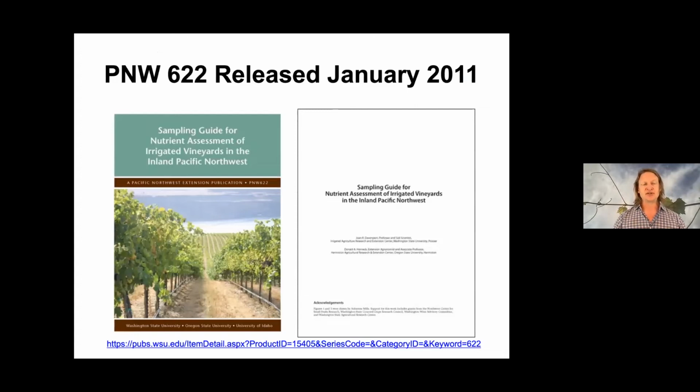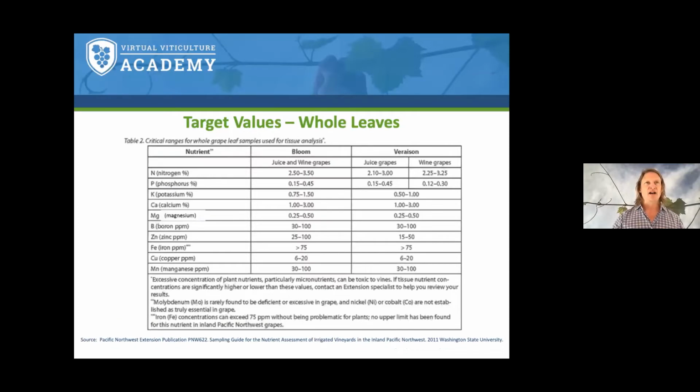Okay, so what resources do I recommend for leaf blade? If leaf blade is new to you and you'd like to try it, you could use the Pacific Northwestern Guide for Nutrient Assessment. This is for irrigated vineyards, but it also is useful, I think, for non-irrigated vineyards because it gives you a baseline for comparison on where your nutrient level should be at bloom and veraison. And what I like about this is they also add a section for juice grapes, which is a little bit different for veraison in terms of nitrogen and phosphorus.